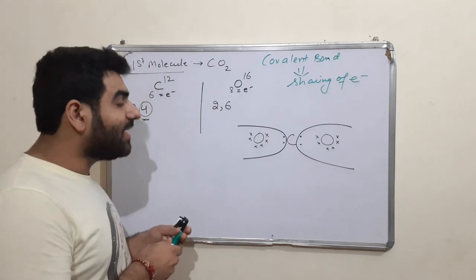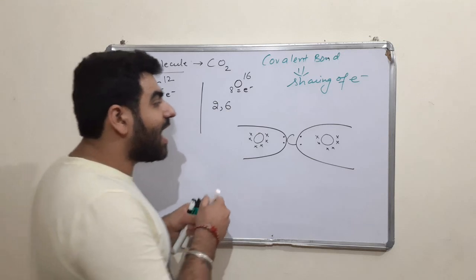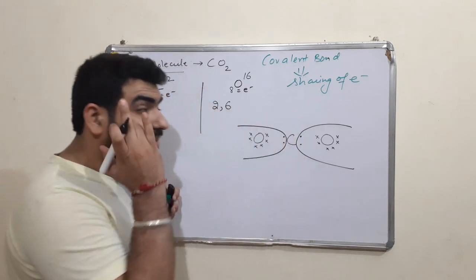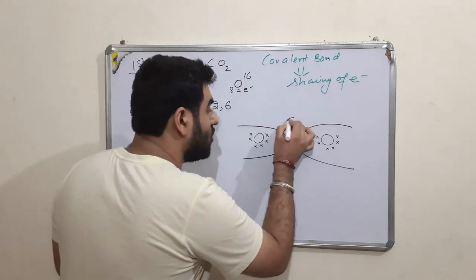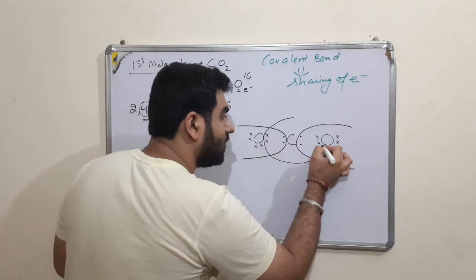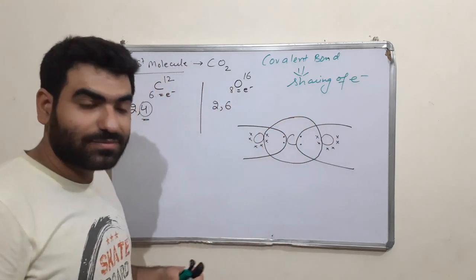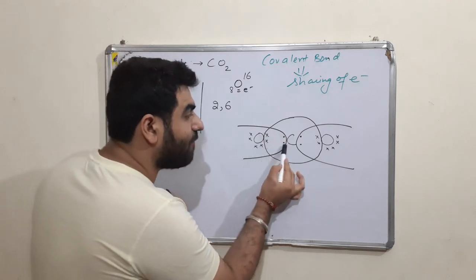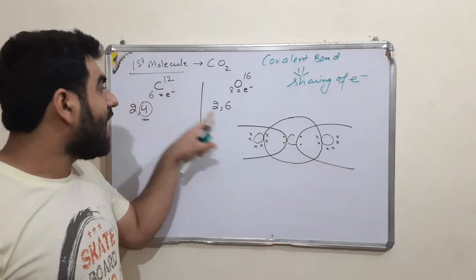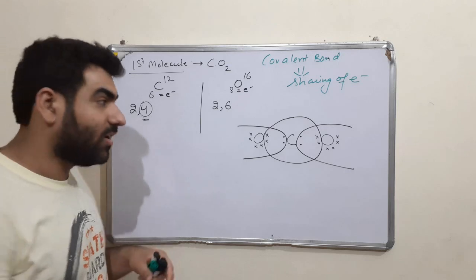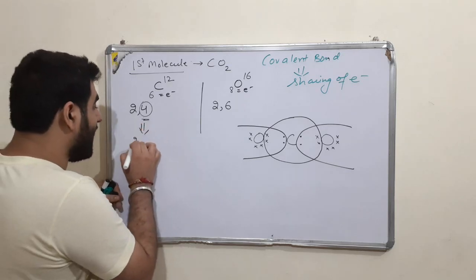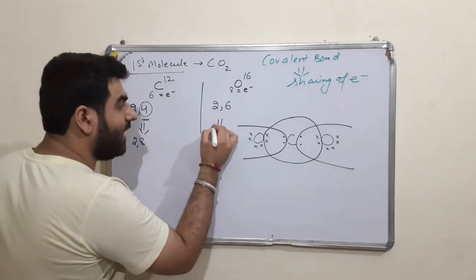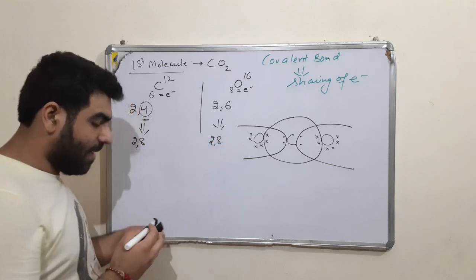All right, let us now talk about the carbon. Carbon is having 1, 2, 3, 4. It requires 4 more electrons. So 2 from this oxygen, 2 from this oxygen. All right, so how many electrons? 1, 2, 3, 4, 5, 6, 7, 8. Carbon has also completed its octet. So after sharing of electrons, it has become 2, 8. It has also become 2, 8.